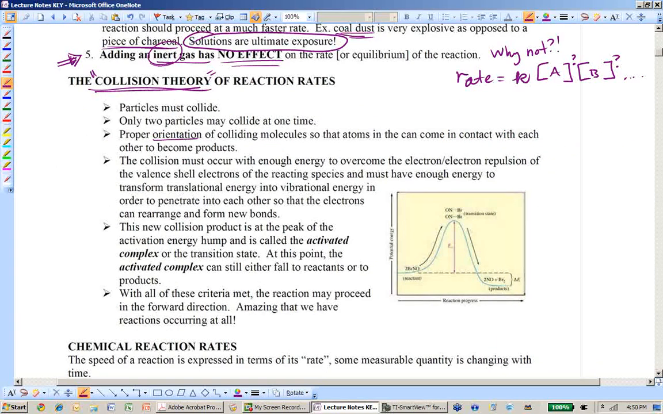Speaking of orientation, proper orientation of colliding molecules has to happen so that the atoms in the container can come in contact with each other to become products. The collisions have to occur with enough energy. Think oomph, but don't write oomph. Write enough energy to overcome any electron-electron repulsion, since you're bumping cloud to cloud here. All those negative electrons on the surface are going to repel each other, so you've got to overcome those repulsions. And the reacting species must have enough energy to transform translational energy into vibrational energy in order to penetrate into each other's electron cloud so that the electrons can rearrange and form new bonds.